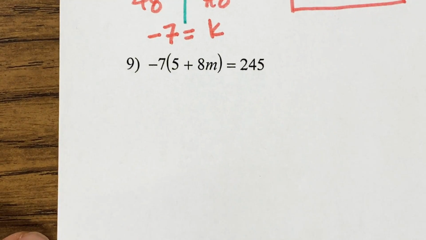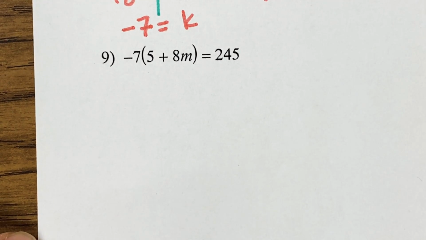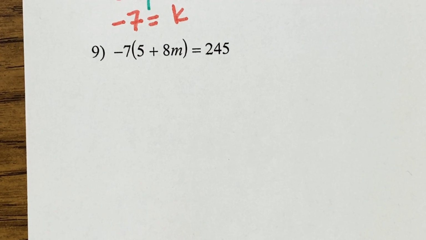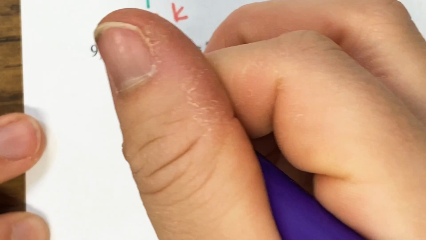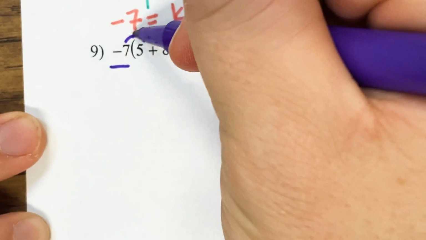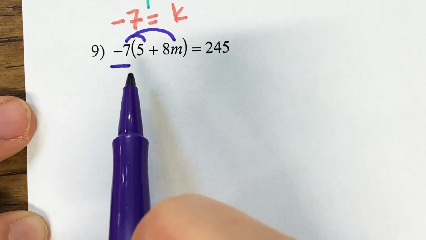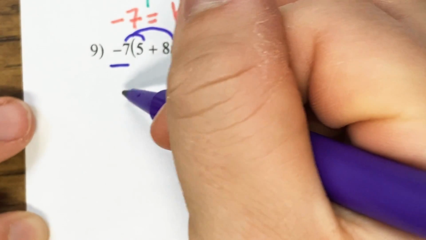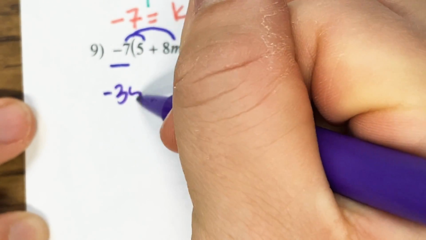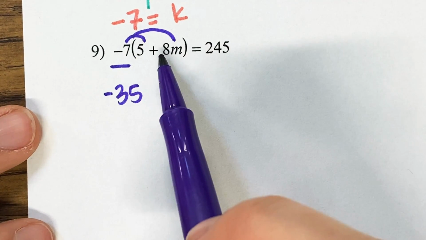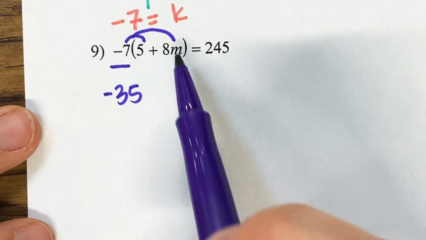Okay, let's look at number 9. So find your parentheses. And what is the number that's right in front of those parentheses? It's going to be this negative 7. It needs to distribute, or multiply, to both things inside. So we have negative 7 times 5. It's going to give me negative 35. Then I have a negative 7 times a positive 8m.